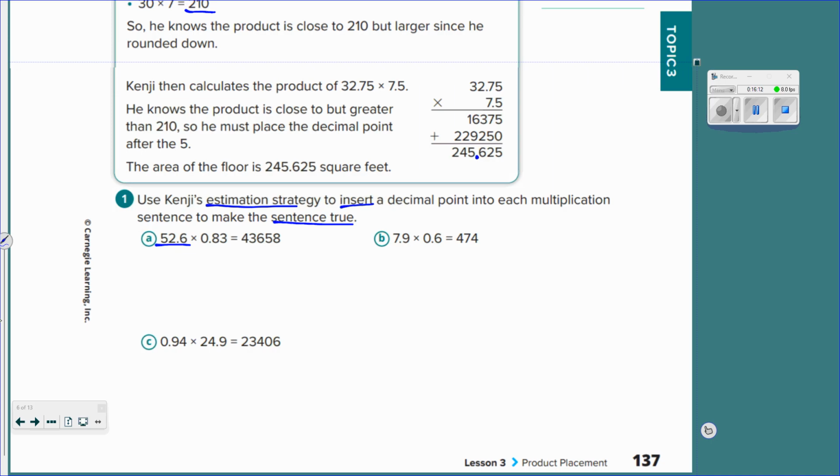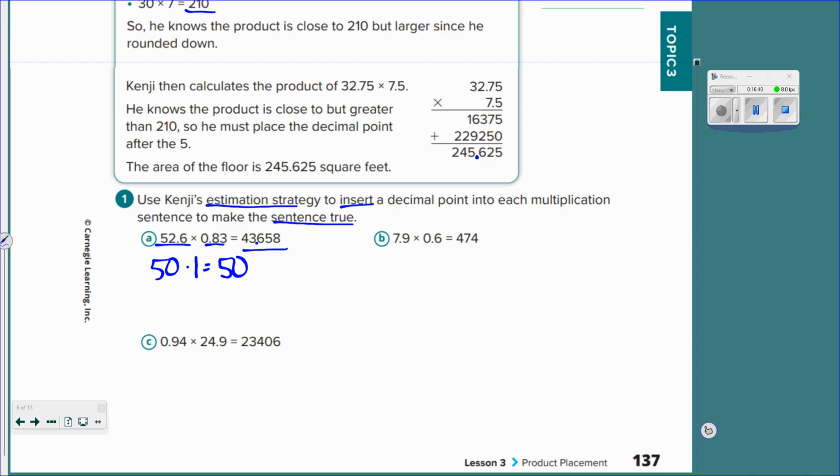52 and 6/10 is close to what? 53 is close to what? Close to 50. 8/10 is close to 1. 50 times 1 gives me 50. So where would I put my decimal place in that entire string of numbers? It's going to give me an answer that's 50.